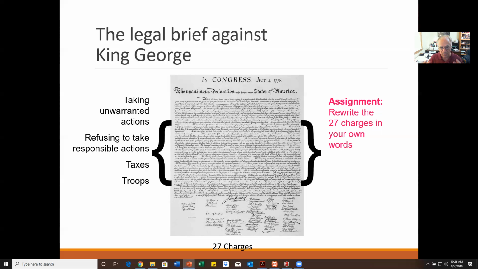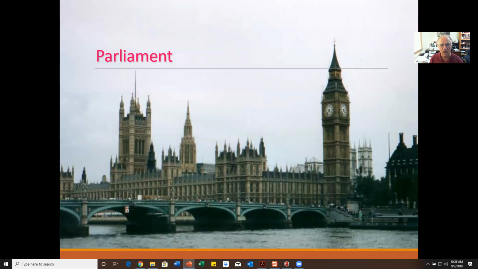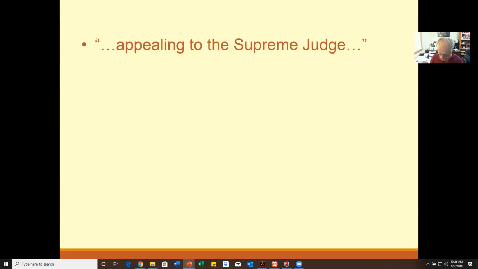I want you to try to get your arms around what they were really complaining about in the case they were making. They were talking about Parliament refusing to address their concerns, and instead British Parliament was punishing them. They were talking about taxation without representation, having taxes levied against them over which they had nothing to say, and much else. That's what I want you to identify.